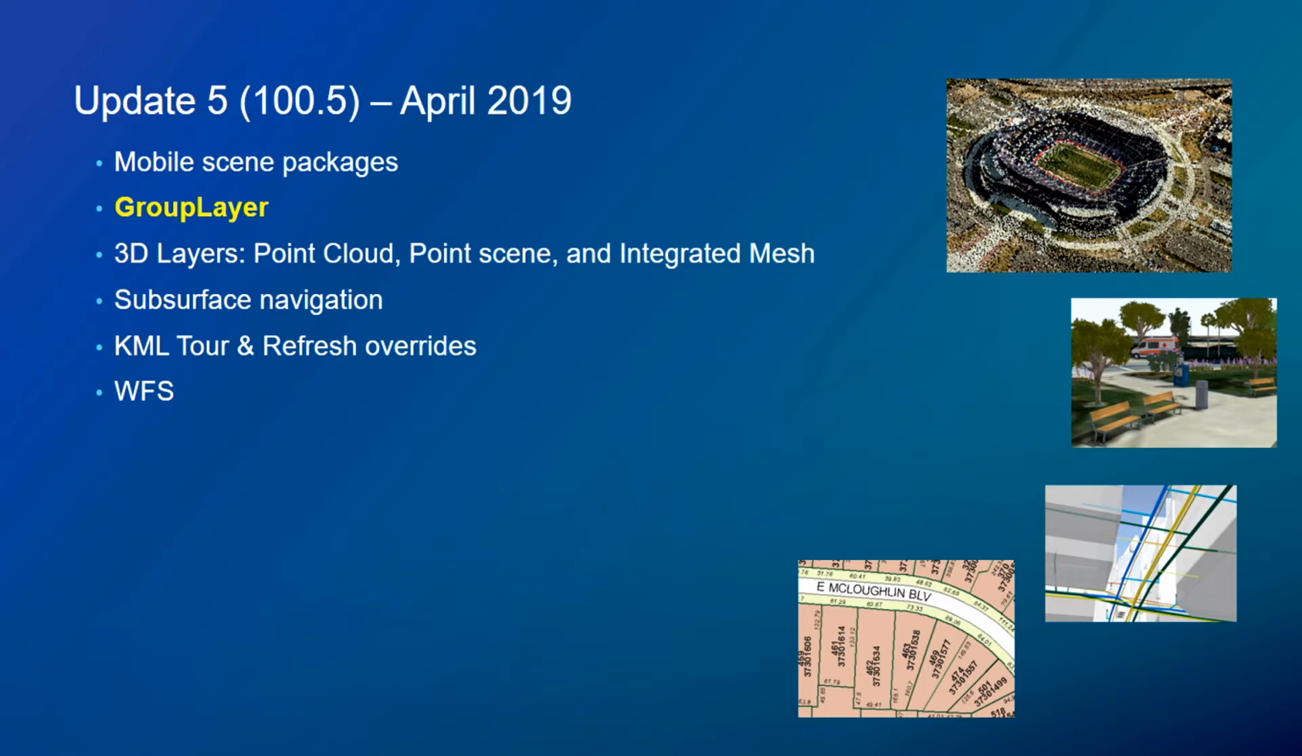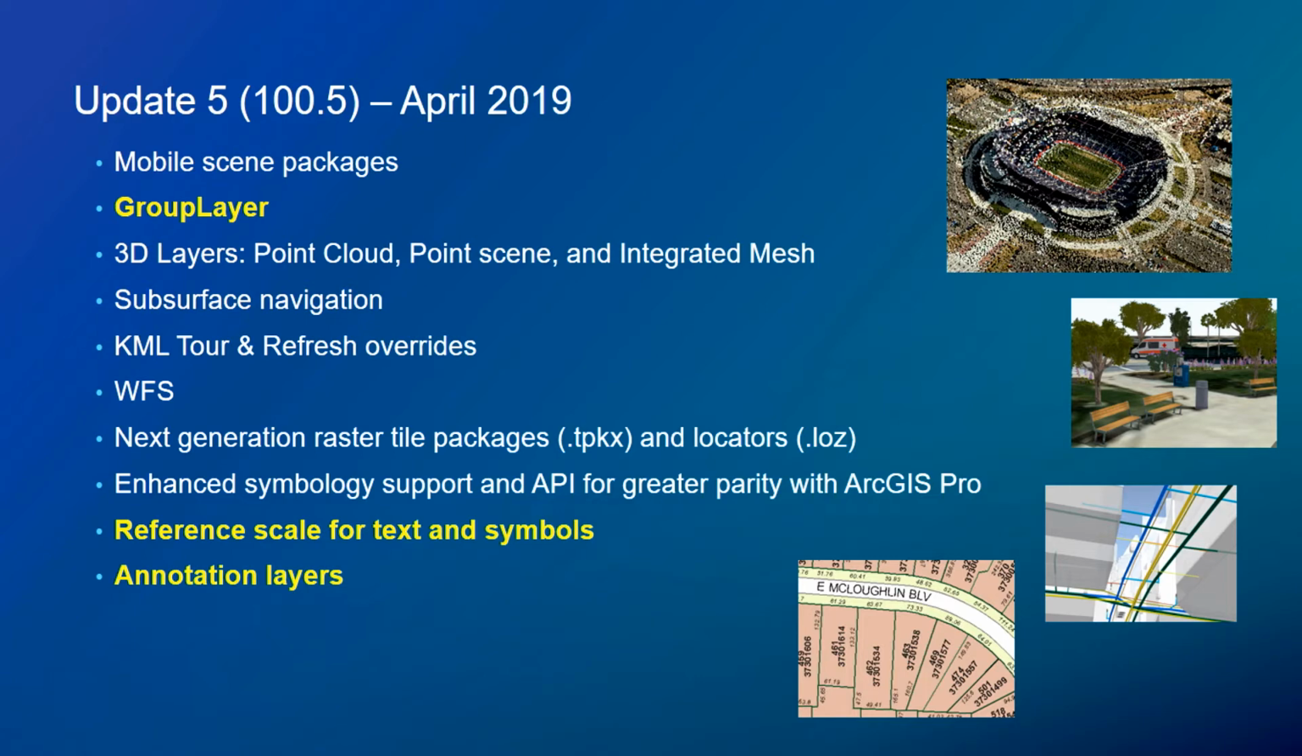So improving our OGC support, so adding support for the KML tour, and actually the first site of being able to override or create KML content. So we made some of the refresh properties or network links settable for KML in our upcoming release. We also added direct support within the ArcGIS Runtime API for OGC, WFS, or web feature services. And then one of the other things is support for the next generation raster tile packages, the TPKX, and those optimized new locator formats that you can create with Pro 2.3 as well.